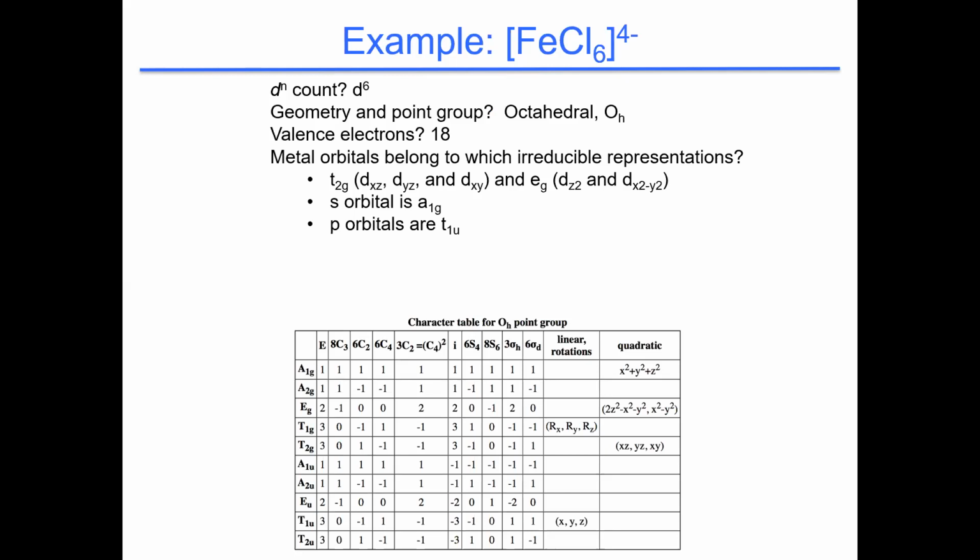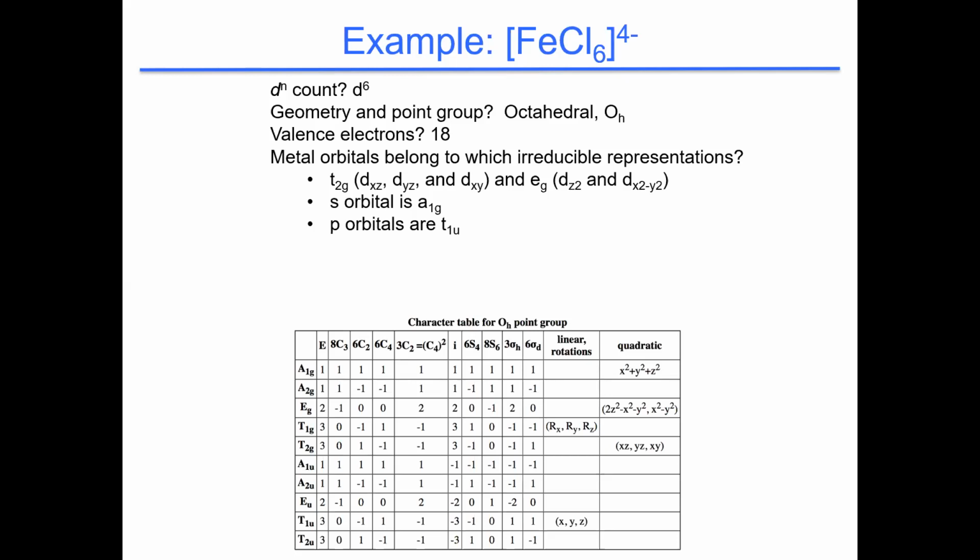What irreducible representations do each of the metal orbitals belong to? We can use the character table for this. The T2g representation is going to correspond to the dxz, dyz, and dxy, which you can see in the quadratic column of the table. And then the orbitals that have Eg symmetry are the dz² and the dx²−y², which you can again see in the quadratic column.